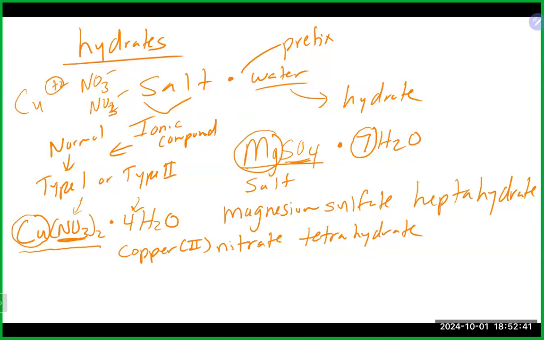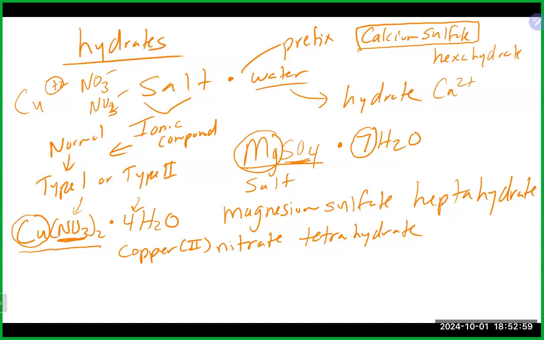Obviously, if you have the name like calcium sulfate hexahydrate, you would do it the same way. You would look at the salt part of the name, which is calcium sulfate. Calcium is group 2, has a +2 charge. Sulfate is a polyatomic ion with a -2 charge, which means when we put it together, we actually just need 1 of each of those to balance it out, with our +2 and -2 balancing each other out.